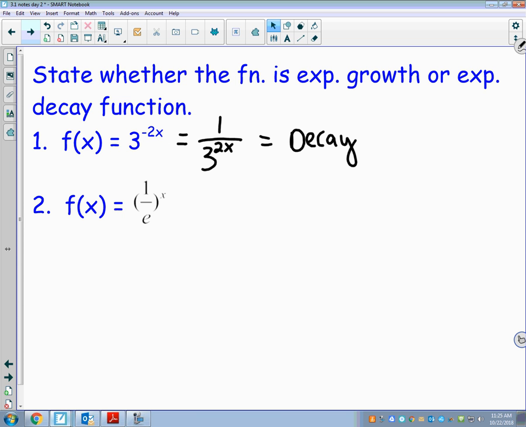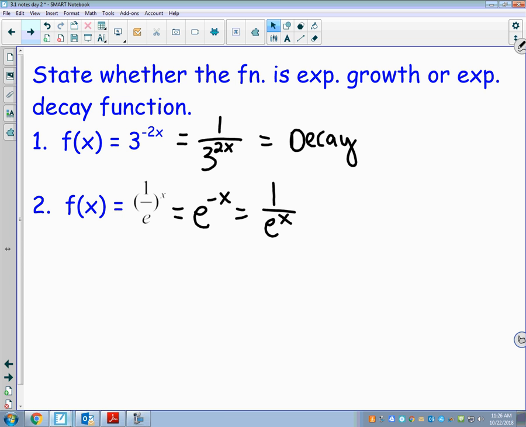What about number 2? What do you think on that one? Let's think about this. If you think about this as e to the negative x, wouldn't that be the same as this? Understanding where the exponents come from, that's why it's in the bottom. That's the same as 1 over e to the x.